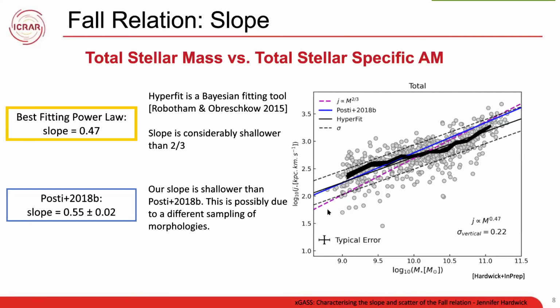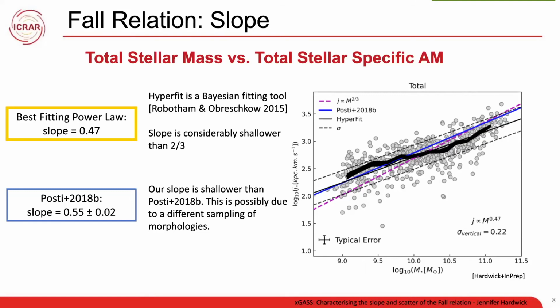The work that I mentioned earlier that also found a slope shallower than 2/3 was Posti et al. 2018, and I show their relationship in blue here, where we are also a fair bit shallower than their results. We have the best agreement with their results for low stellar masses below 10^10, and this is possibly due to a different sampling of morphologies, where we have mostly pure disk galaxies at these low stellar masses. So to investigate this further, we isolate just the disk components of our galaxies.